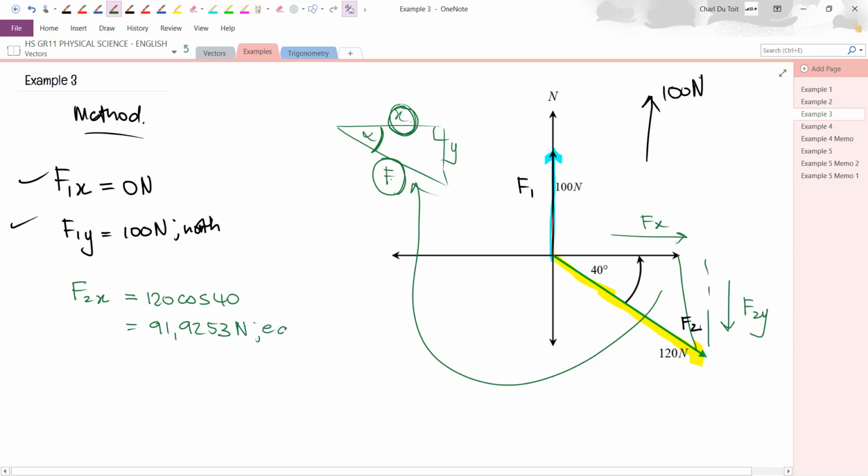So that is what? Newton east. It's in that direction towards the east. Okay, and then the second force's y component will be to the south, and that will be 120 sin 40.